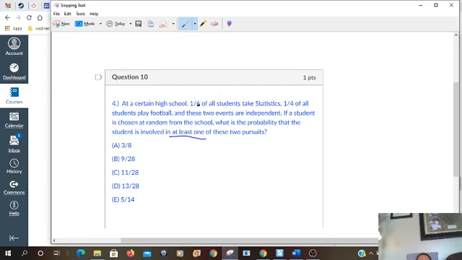So at a certain high school, 1/6 of all students take stats. 1/4 of all students play football. These two events are independent. If a student is chosen at random from the school, what's the probability the student is involved in at least one of these two events?